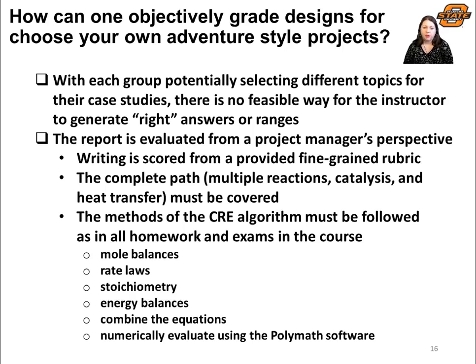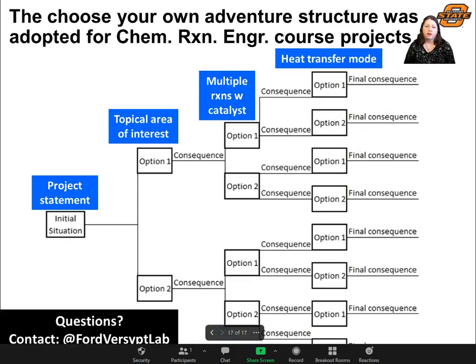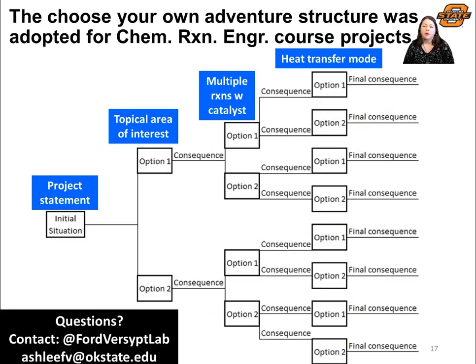So they have to define their mole balances, the rate laws, stoichiometry, energy balances, combine those equations, and numerically evaluate this to solve that system of equations using the Polymath software. So these are key things that they're doing throughout the course. And so this Choose Your Own Adventure project structure was used for the last 6 years in the Chemical Reaction Engineering course projects at Oklahoma State University.